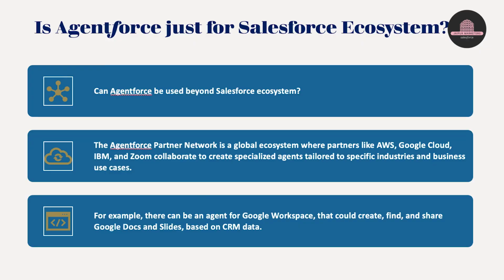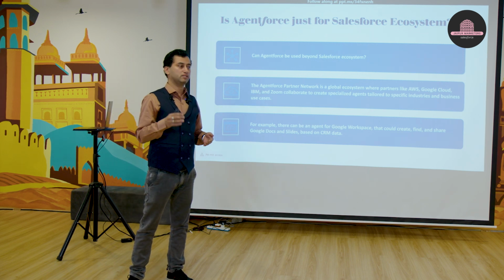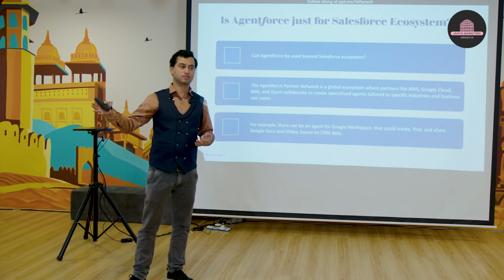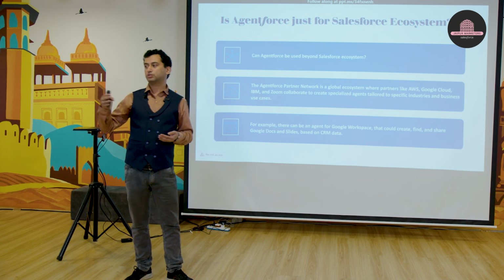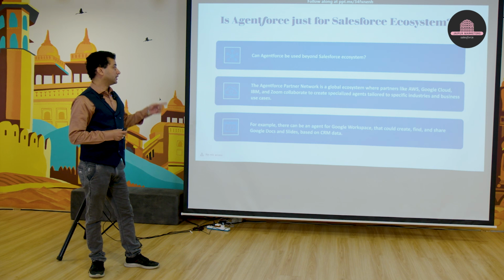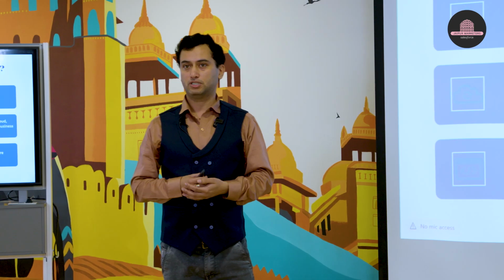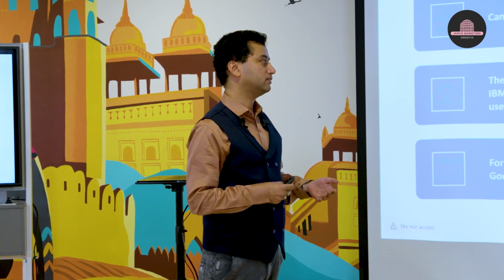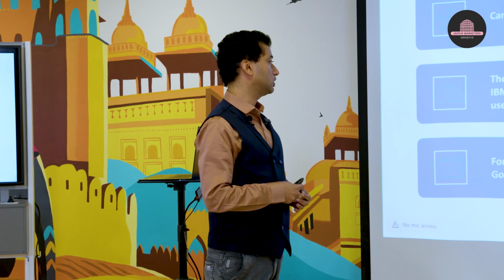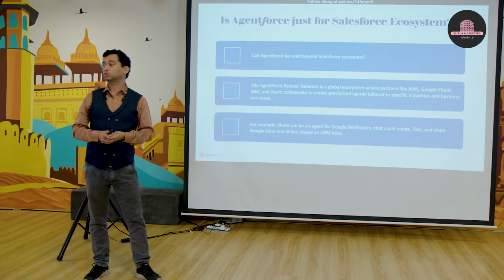So is Agentforce just for the Salesforce ecosystem? As we saw, all the interactions that the agent was doing were within the scope of Salesforce boundaries: sales, marketing, service, those clouds. But what if some customer wants to interact with other systems? For that, Salesforce is working on the Agentforce Partner Network, which is a global network spread across all the major organizations in the world that are currently doing IT work, with partners like AWS, Google Cloud, IBM, Zoom. They are all in collaboration with Salesforce and developing their own specialized agents.